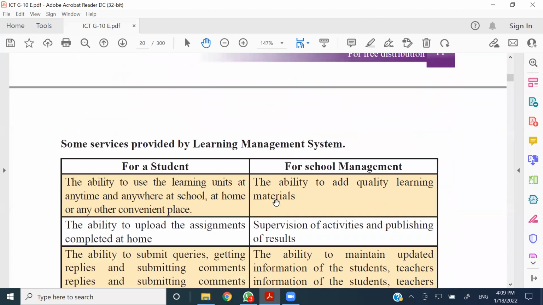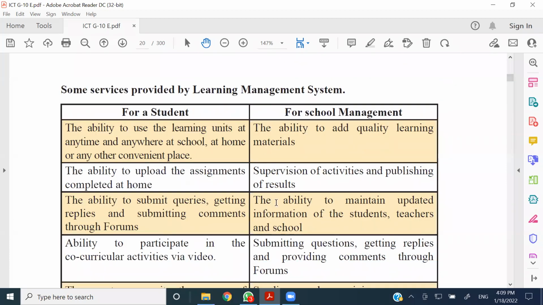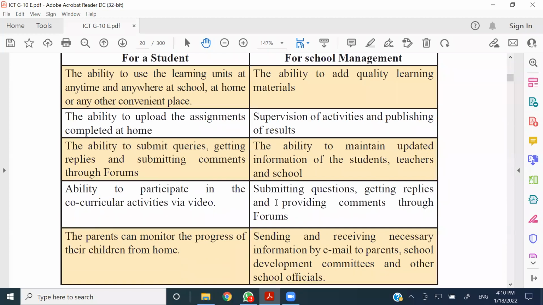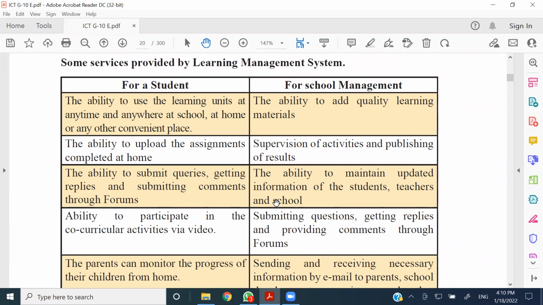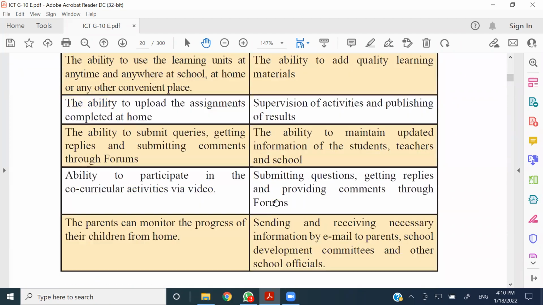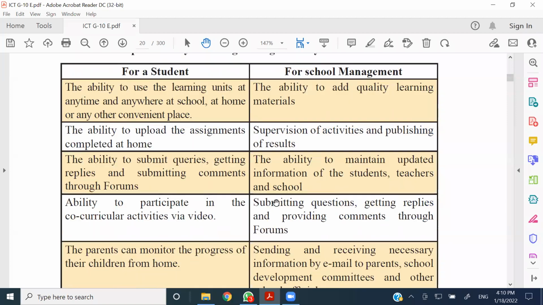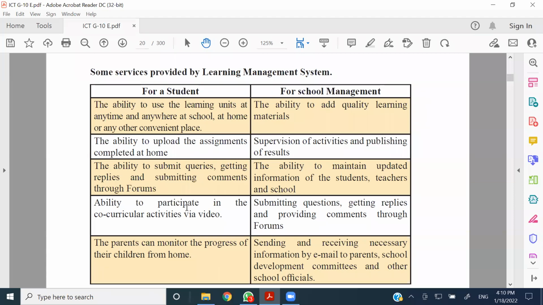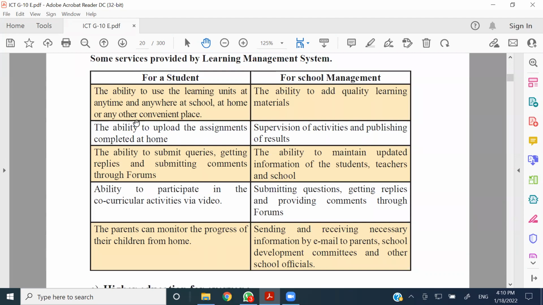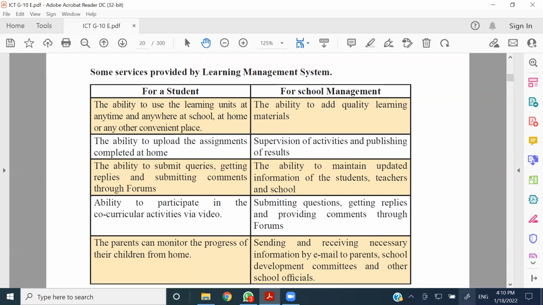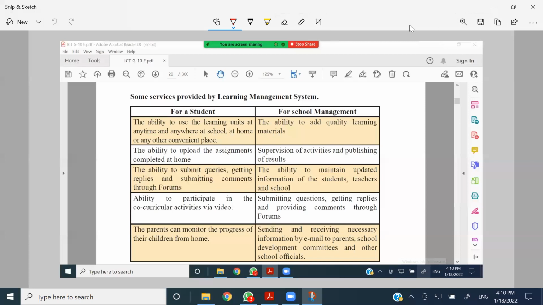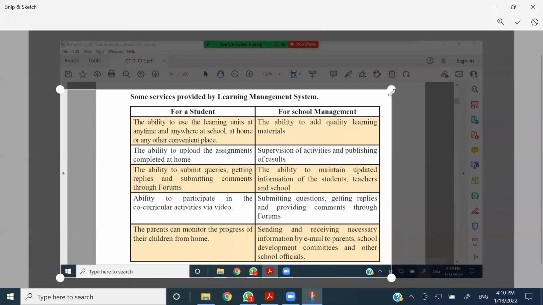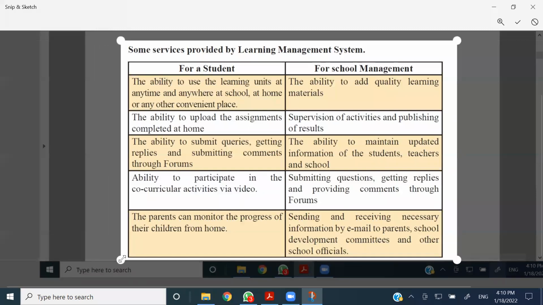Right, so yes, it's better you write down this table as well, which will explain some other services by learning management system. We'll do it like this, people. I'm going to take a screenshot of this, and I'm going to send you this picture to the WhatsApp groups, so you can copy it down at home.